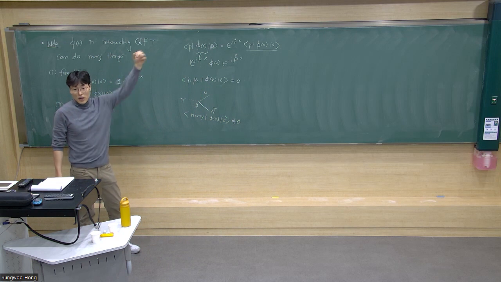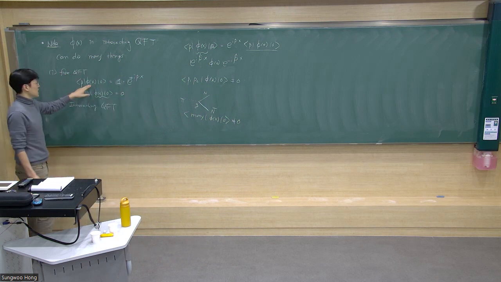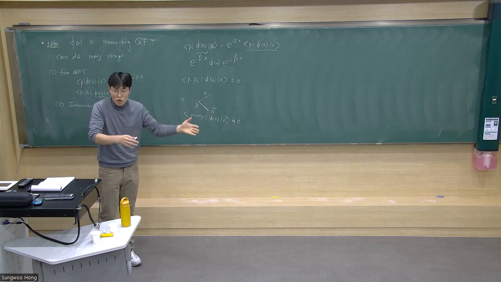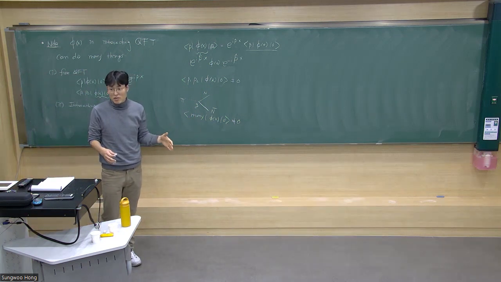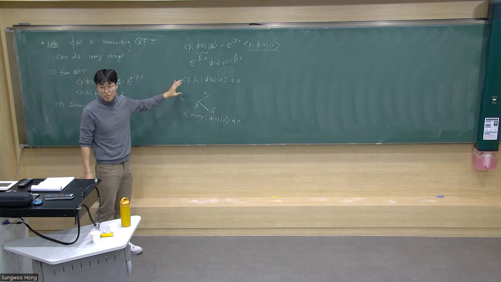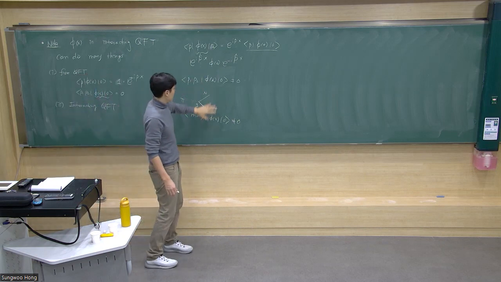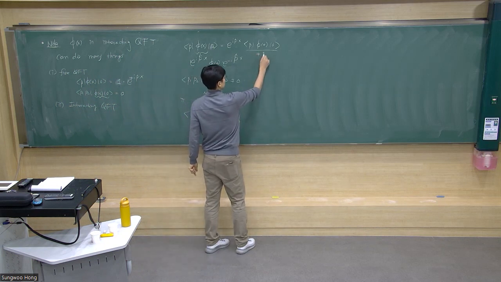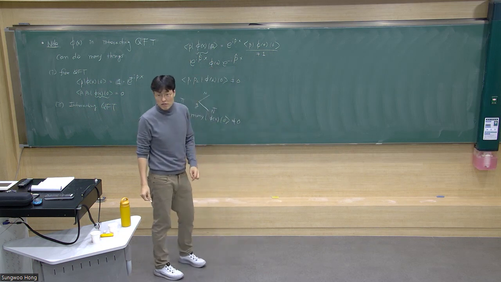So therefore, in interacting QFT, when you see a field operator, first of all, that field operator will not be written in the usual form like the a and a dagger expansion. Okay? And it can do a lot of things. So now, to wrap it up, this is not necessarily 1 in interacting QFT.